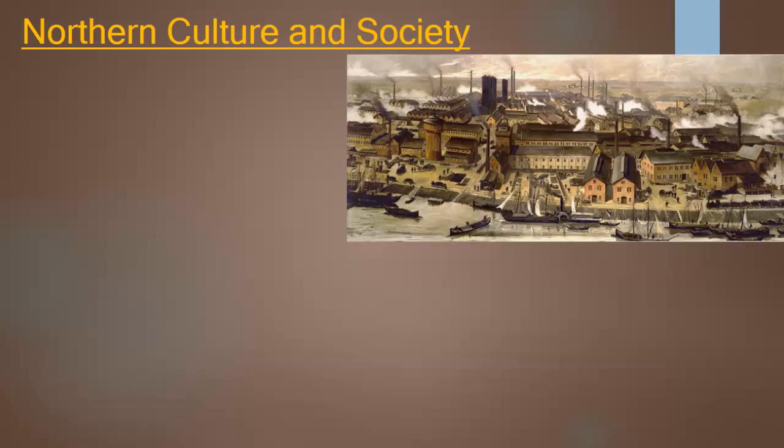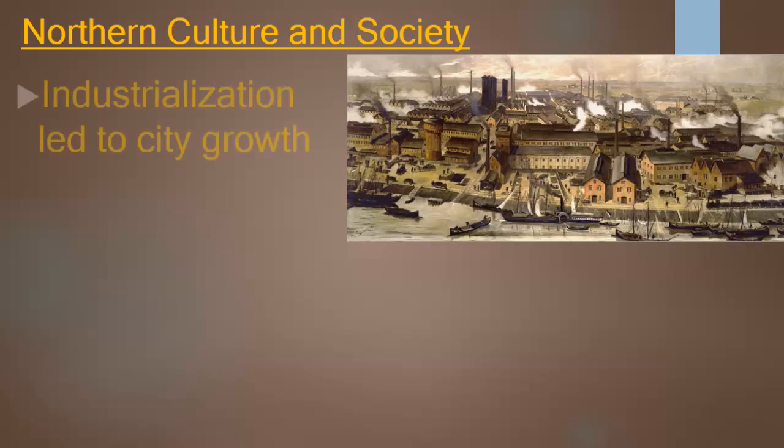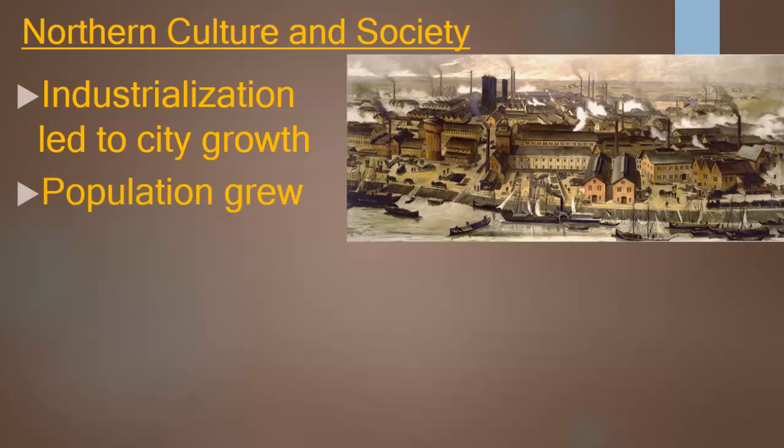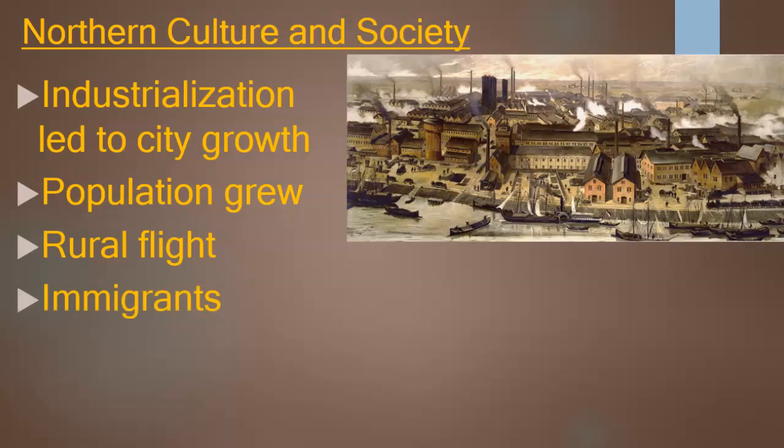But they also had a lot of moral justifications for that as well. They were more into industrialization, which led to huge city growth. The population grew extremely quickly, and we saw something called rural flight happening in the North, which meant everybody was leaving the rural areas, which are like the countryside, and moving into the more urban areas, which are cities. You also had a lot of people from other countries who were moving over here extremely quickly.